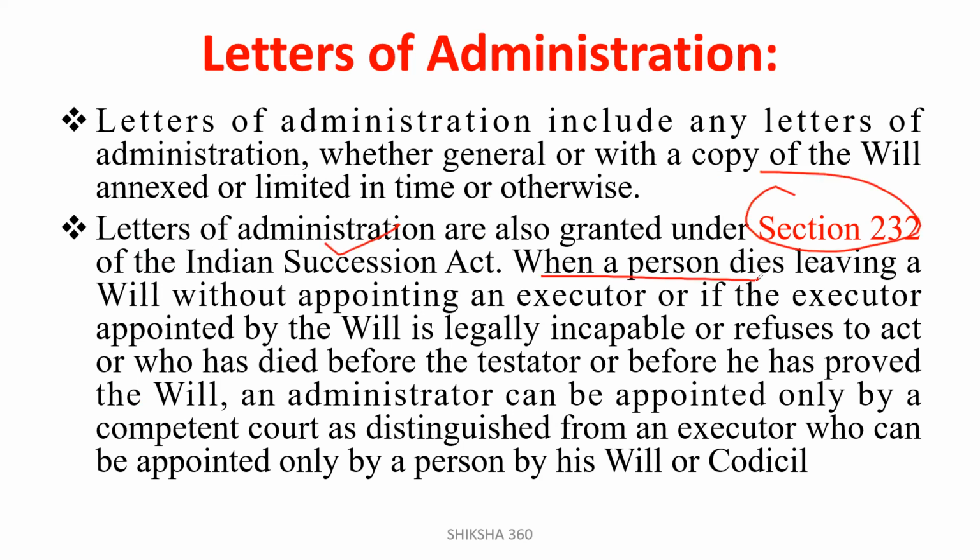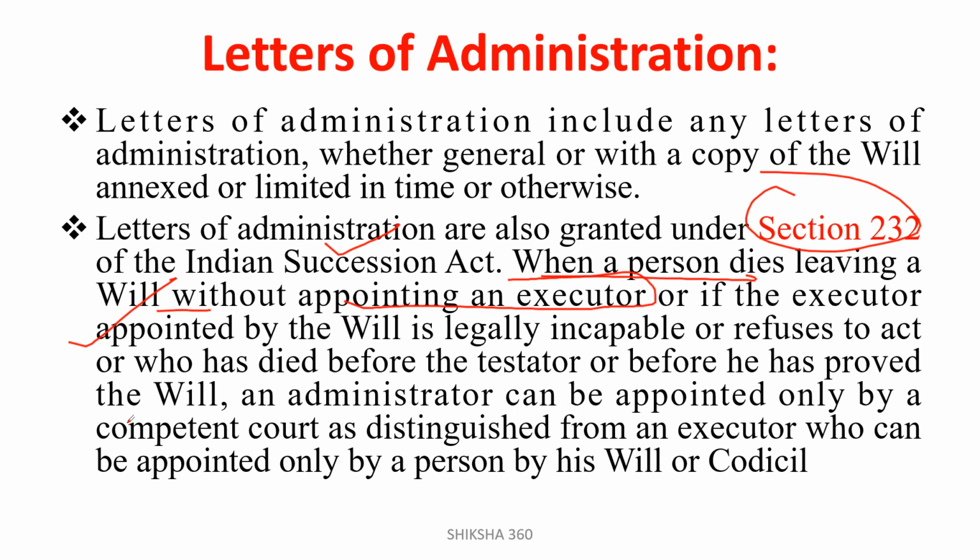When a person dies, leaving a will without appointing an executor, or if the executor appointed by the will is legally incapable or refuses to act, or has died before the testator or before he has proved the will, an administrator can be appointed only by a competent court, as distinguished from an executor who can be appointed only by a person by his will or codicil. Clear? So administrator, basically, it is appointed by which person? Basically it is appointed by the court.